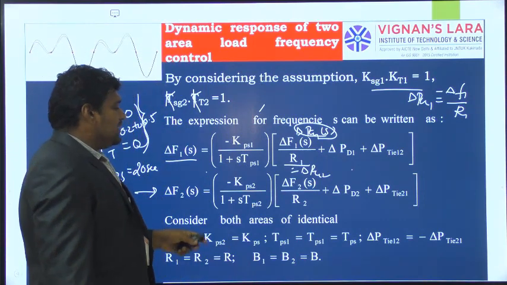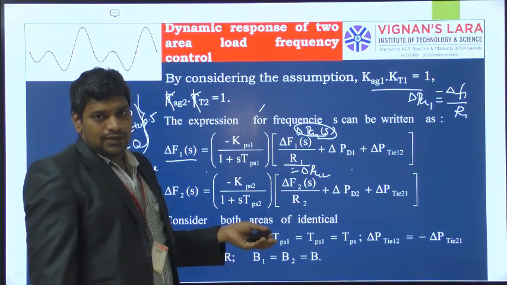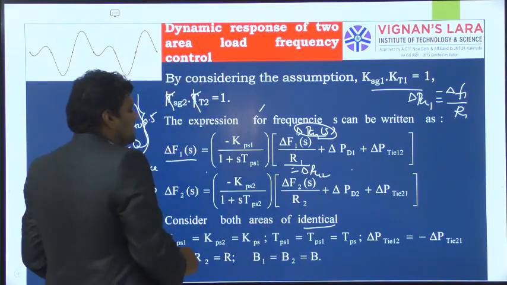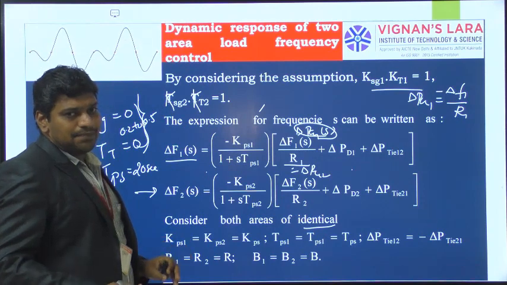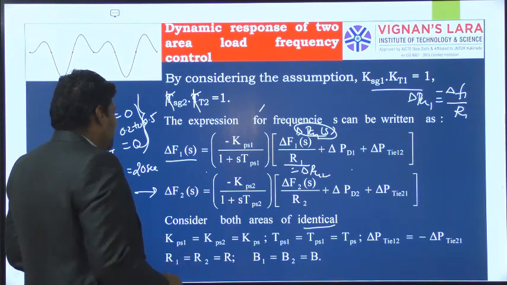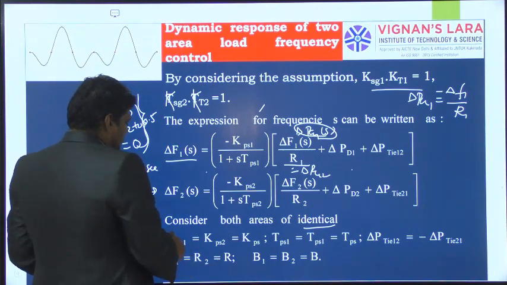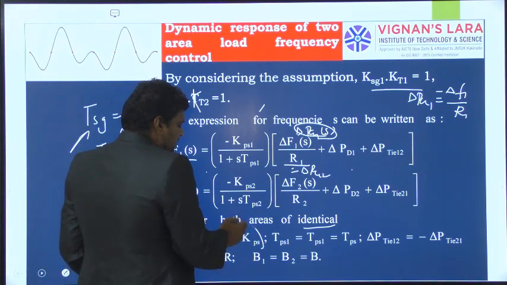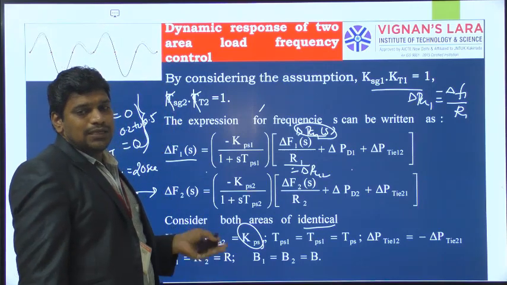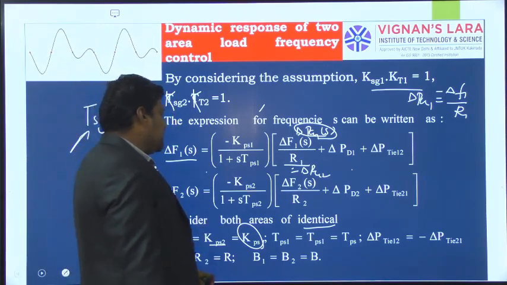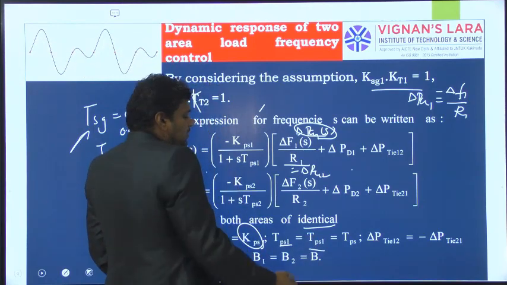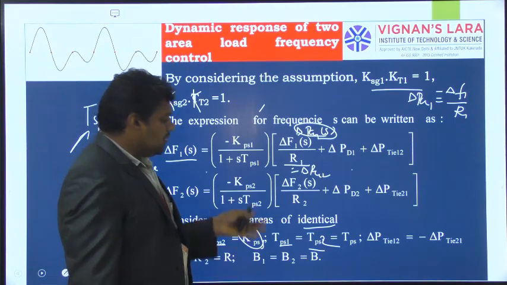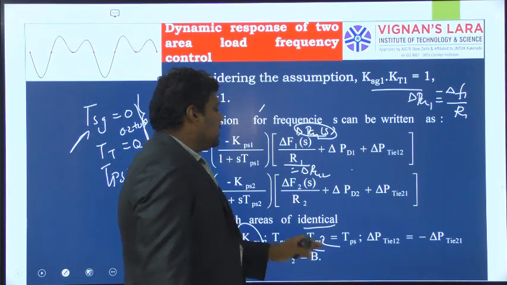We are considering both the areas as identical. Identical means the parameters will remain the same for area 1 and area 2. So KPS1 is equal to KPS2, and both are replaced with KPS. Similarly, TPS1 and TPS2 are replaced with TPS. In both the areas, you have to replace with the common notations.